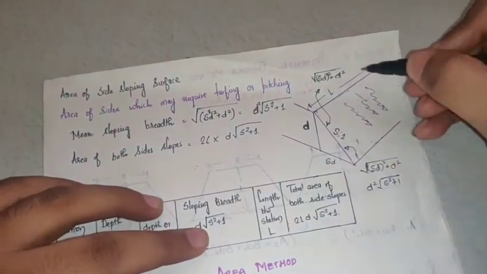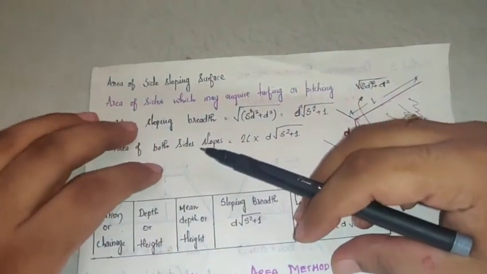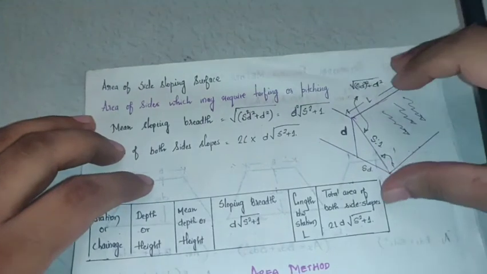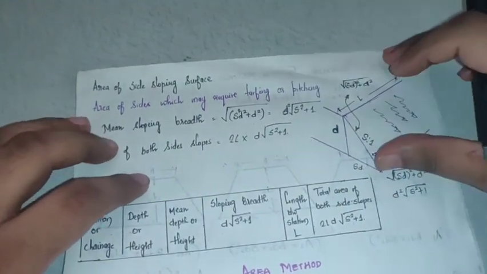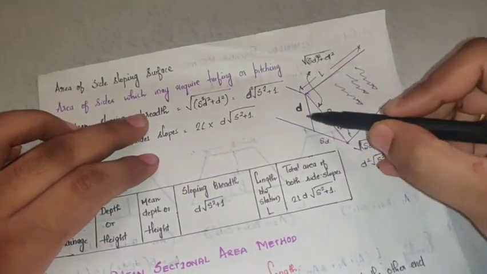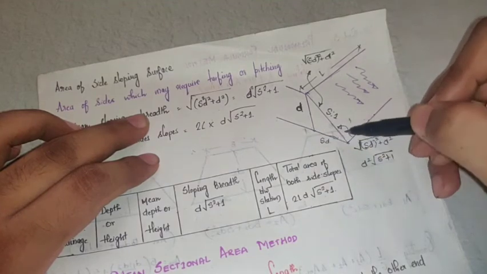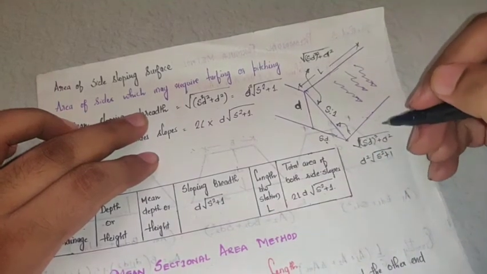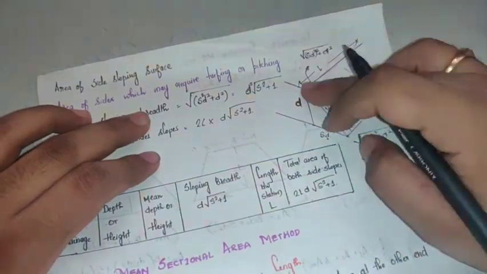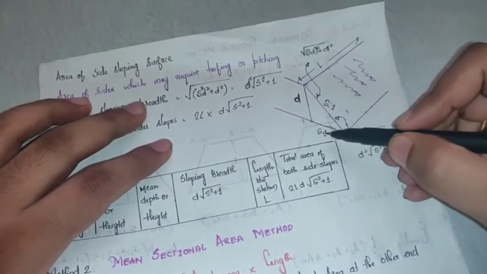Now to calculate the area of the side slopes, we have to follow this. The area of the side slope is the area which may require turfing or pitching, and as I told, the reason is to avoid erosion of soil. So, the mean sloping breadth: you can see here the depth is D, the slope is S to 1, and the bottom width is S into D. Now to calculate this inclined length, because pitching is done over this inclined length, apply the hypotenuse theorem: S into D and D.